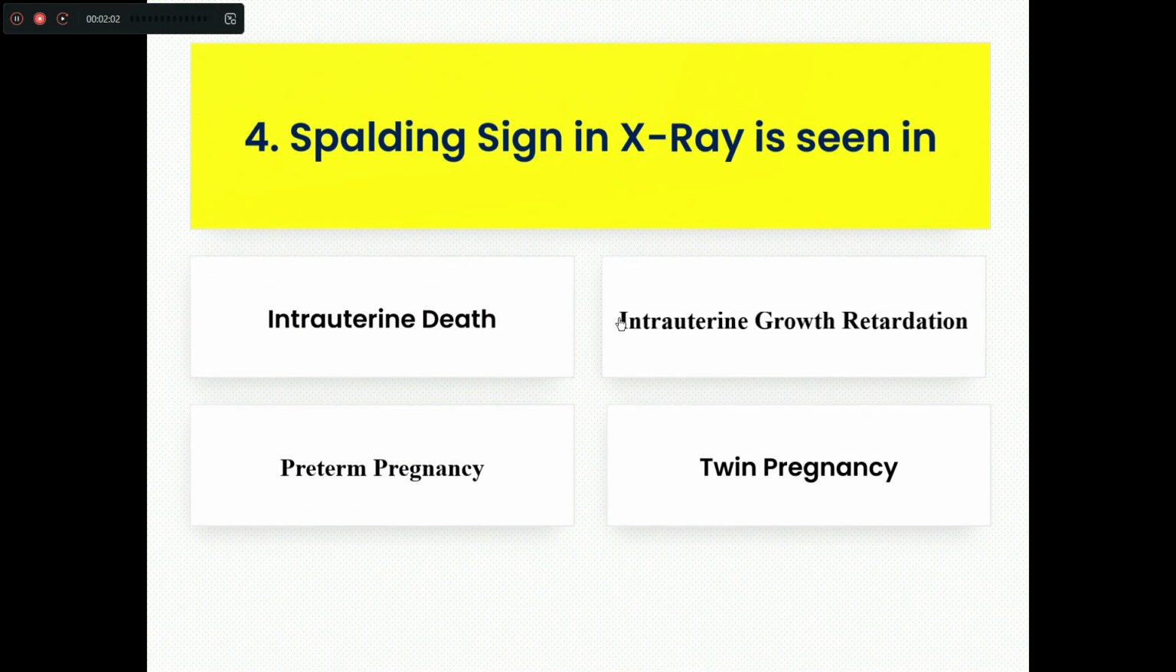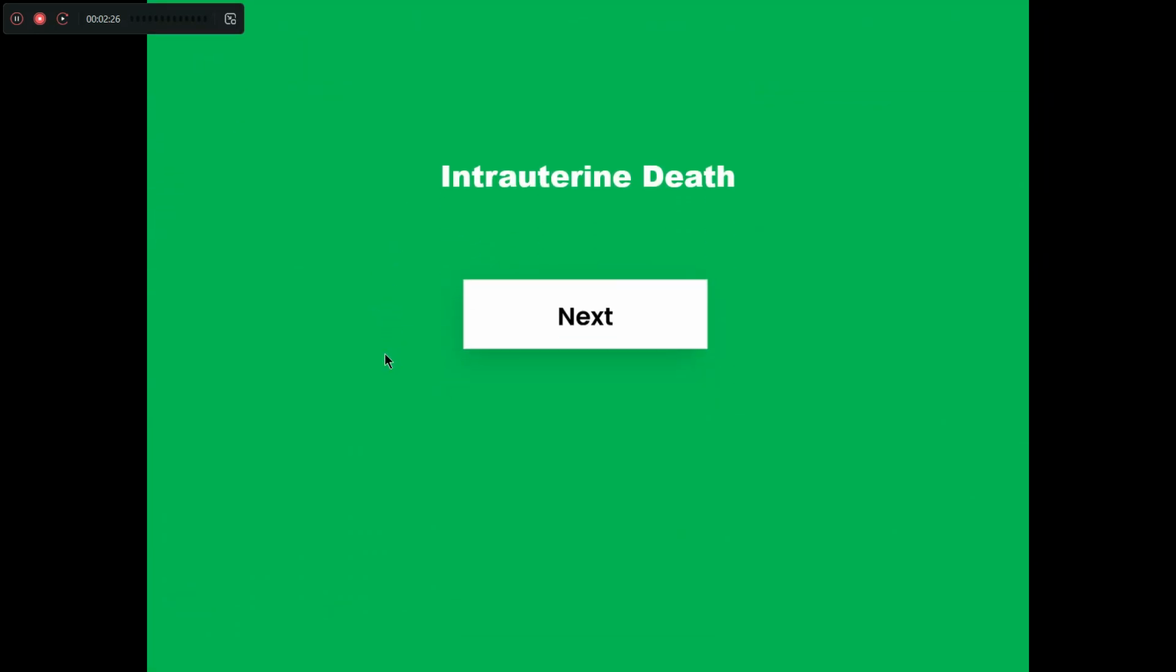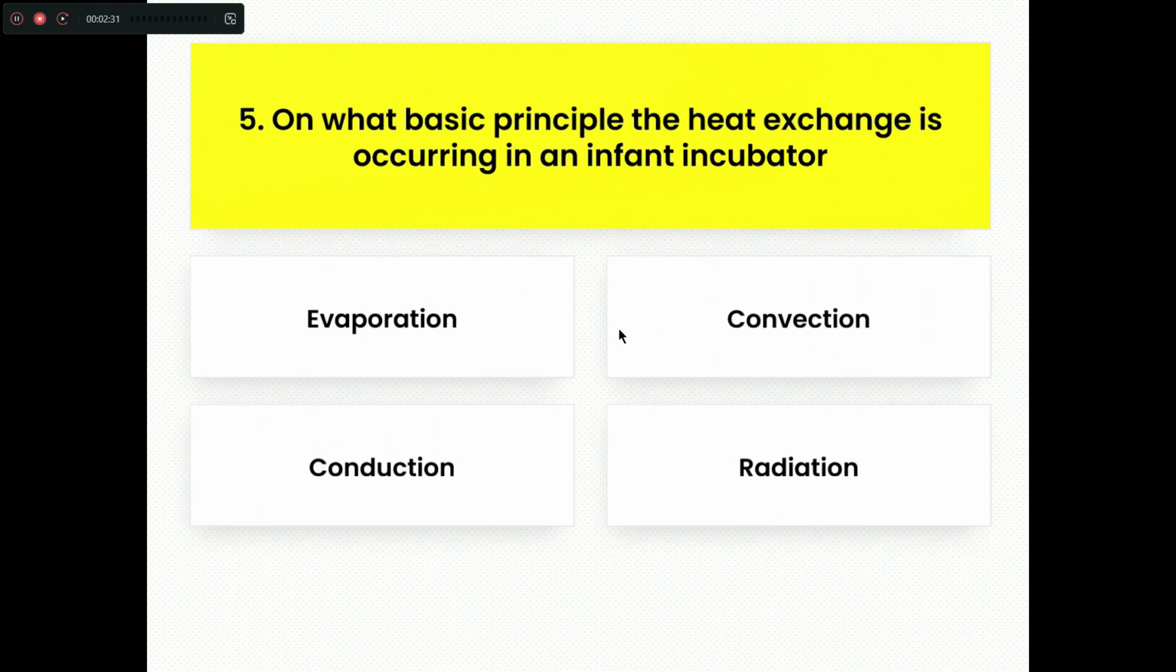Question number 4. Spalding sign in X-ray is seen in option A, intrauterine death, option B, intrauterine growth retardation, option C, preterm pregnancy, option D, twin pregnancy. The Spalding sign is the main feature of intrauterine death. Option A, intrauterine death, is the right answer here. Move on to the fifth question.